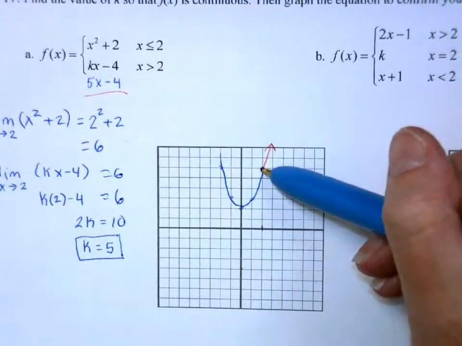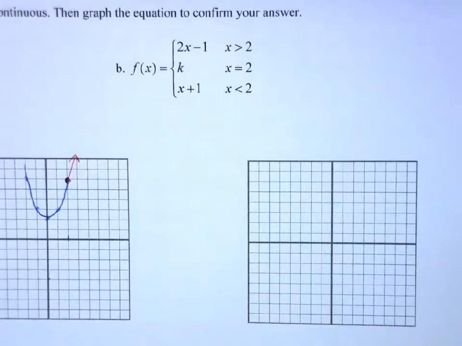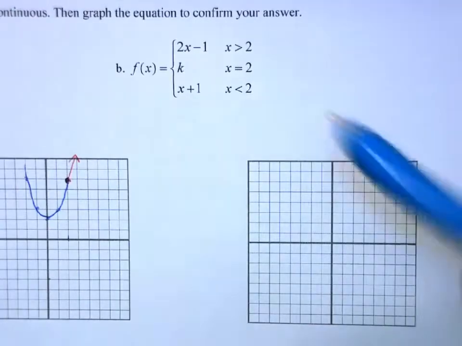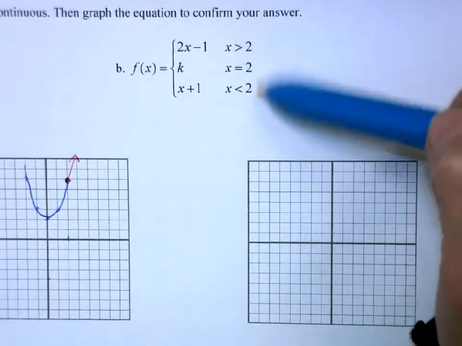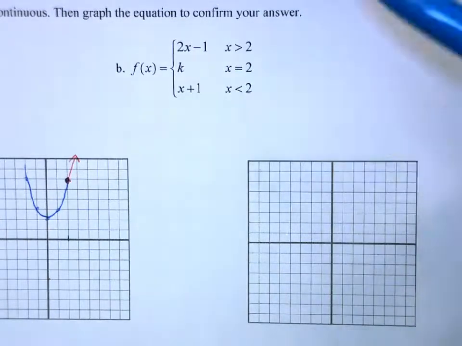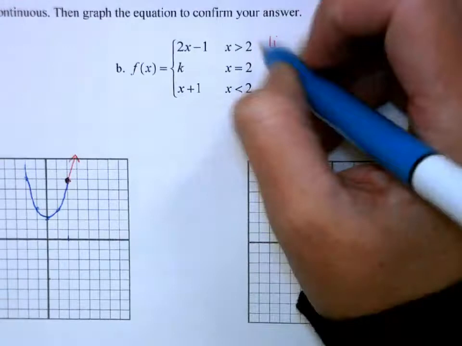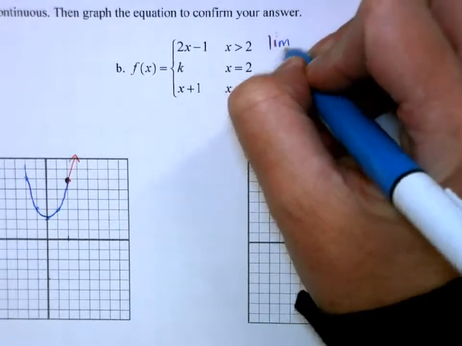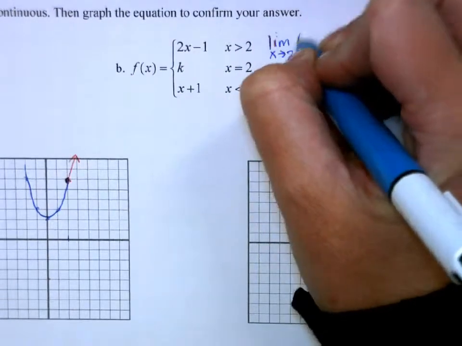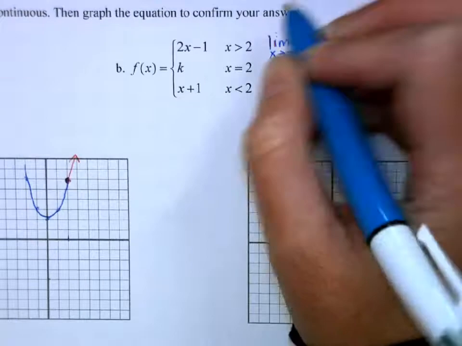Okay, this one, first thing we need to check is to make sure that these two things are going to the same place when we are going to 2. So I'm going to look at the limit of each of them as we go to 2. I'm going to look at the limit as x goes to 2 of 2x minus 1. And I'm going to look at the limit as x goes to 2 of x plus 1.